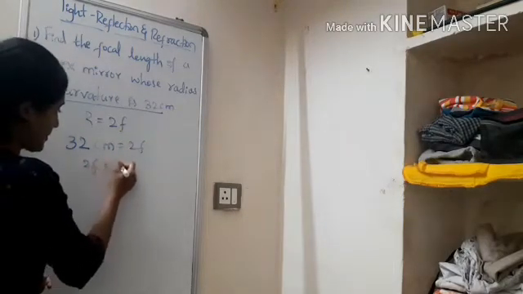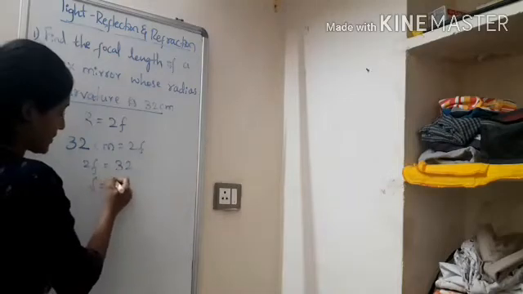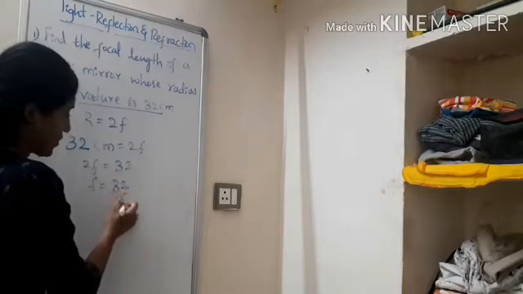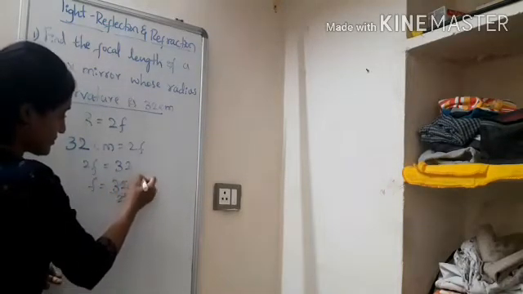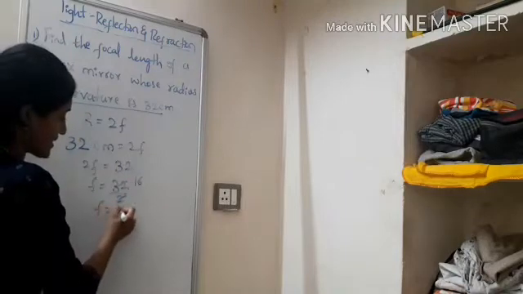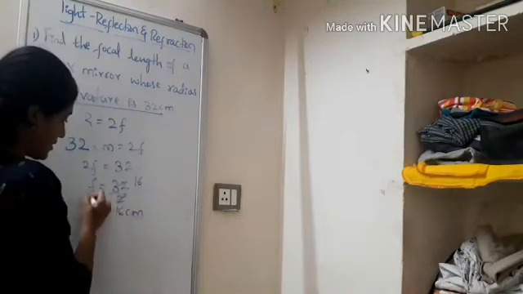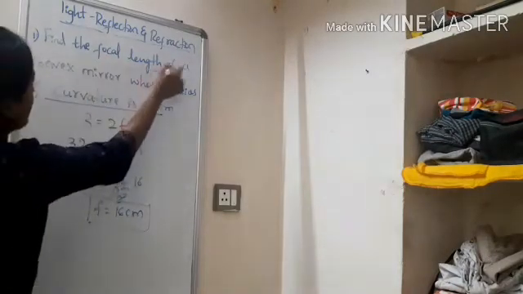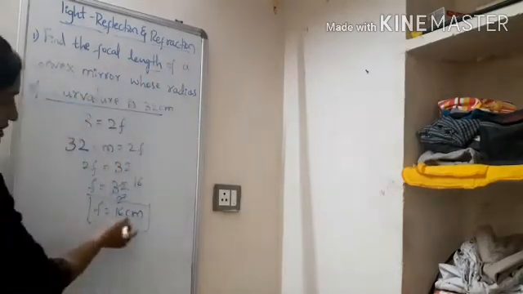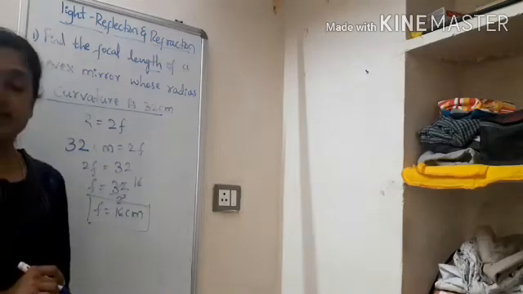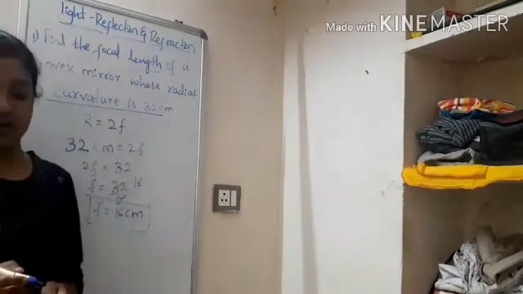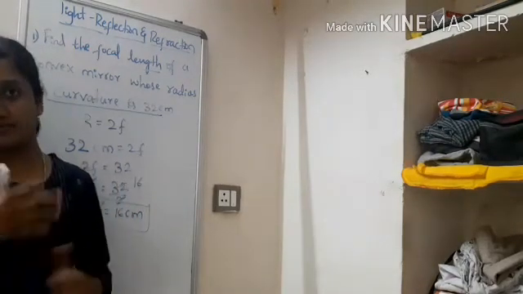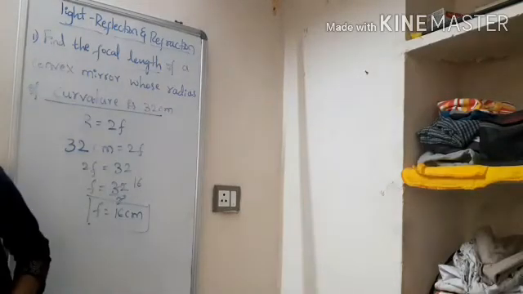2F is equal to 32. F is equal to 32 divided by 2. How much will it come? F is equal to 16 centimeter. We need this, right? The focal length of the convex mirror is f equal to 16 centimeter. This is a very simple problem. Next, let's go to some different types of problems.